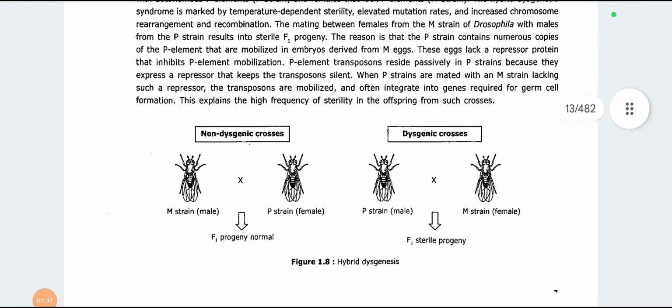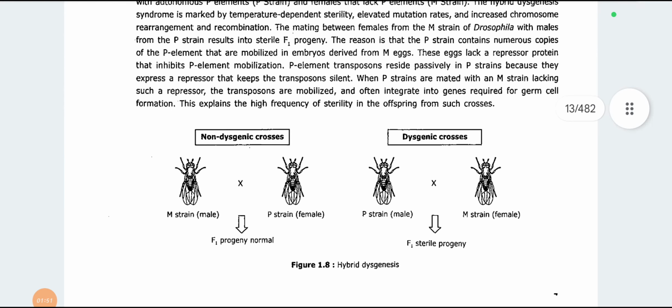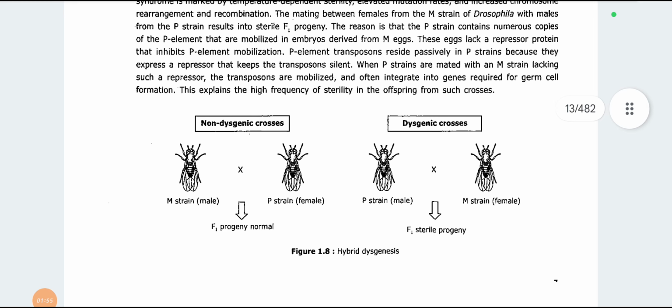The mating between females from M strain of Drosophila with males from the P strain results into sterile F1 progeny. Okay, P strain into M strain, it results into sterile F1 progeny. P strain is which have P element.